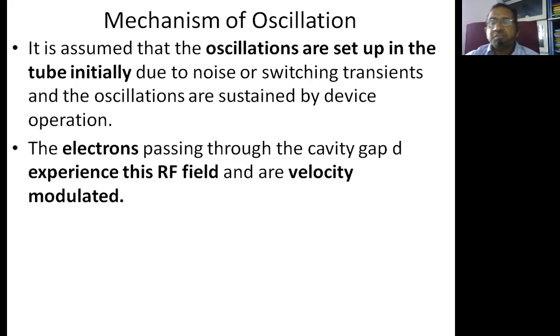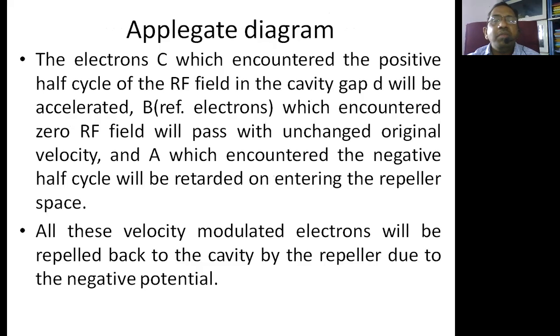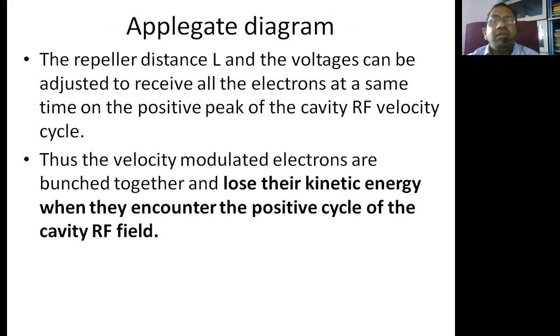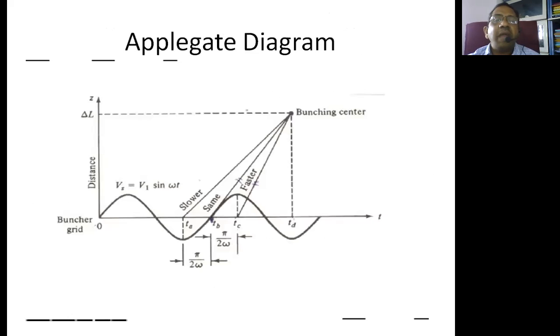So all these electrons passing through the cavity gap are velocity modulated inside the repeller space, and once again they re-enter the cavity due to the process of velocity modulation to form the bunches. So forming bunches means what? Getting the AC signal for us. Now we are going to explain the velocity modulation by the Applegate diagram.